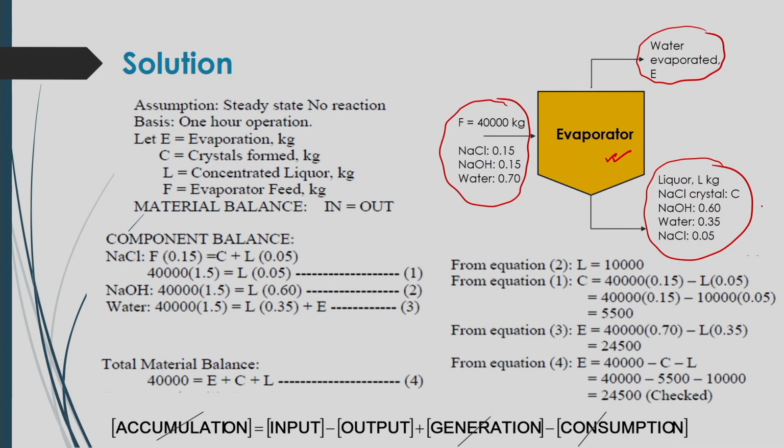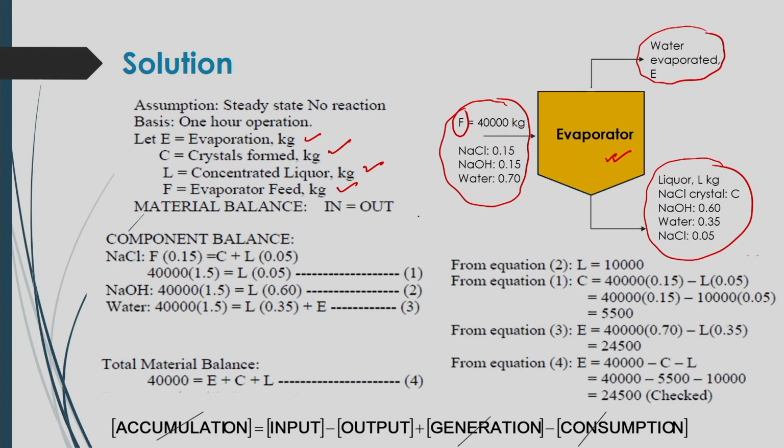Now since as per the problem it is a steady state operation, we can consider a basis of 1 hour of operation. In that case the evaporation amount is not known to you, so let it be E, and the amount of crystals formed is C, it is assumed. The concentrated liquid formed is L, it is assumed, and the evaporator feed, which is given to you, we are still denoting by F.